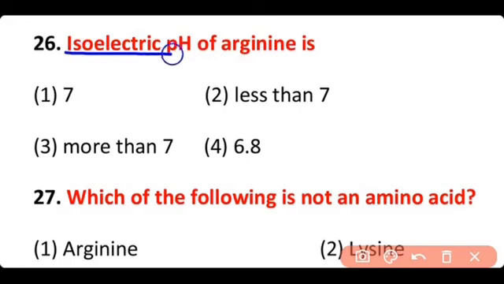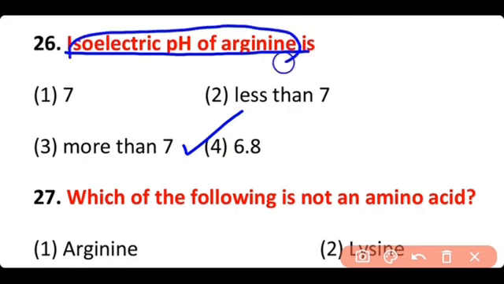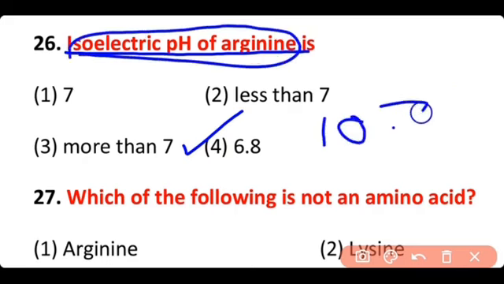Next question. Isoelectric pH of arginine is 7, less than 7, more than 7, 6.8. So the correct answer is option 3. Isoelectric pH of arginine is 10.76, that is the highest for any amino acid.